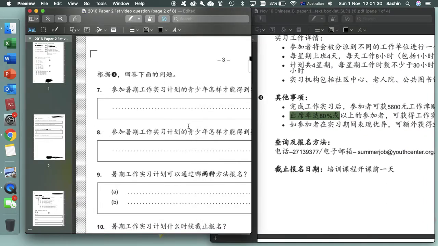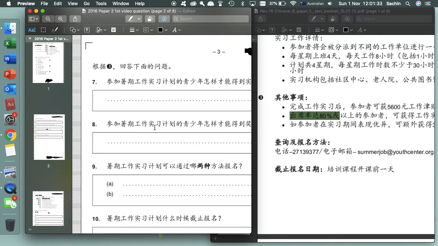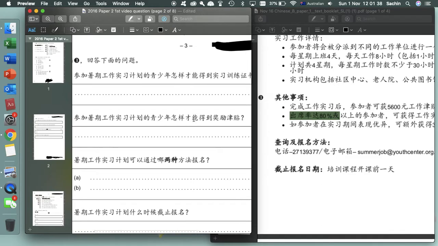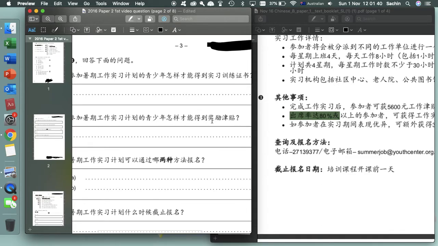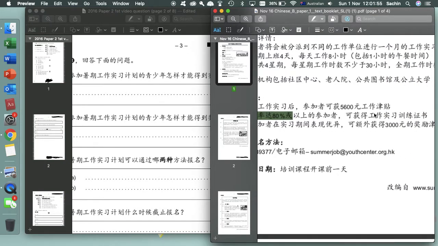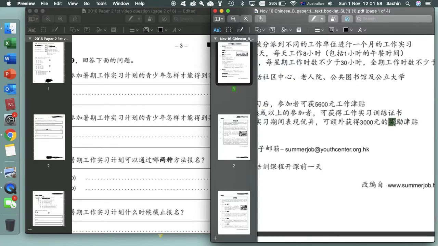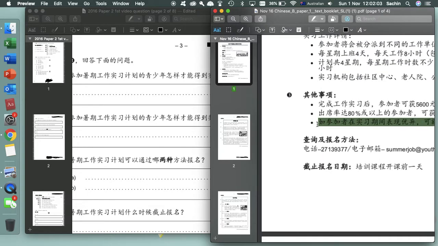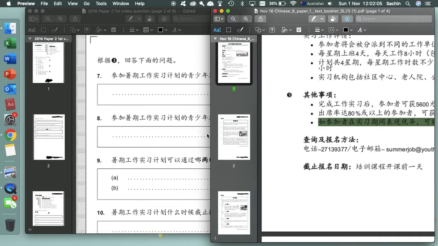And then number 8, we have participants in the work experience. How can they obtain this 奖励规定? So something like a scholarship rule, something like that. But if we check here, we have that same thing, 奖励规定. So we copy this third clause as your answer for 8.